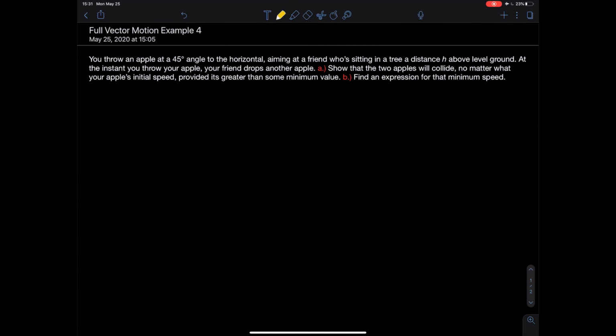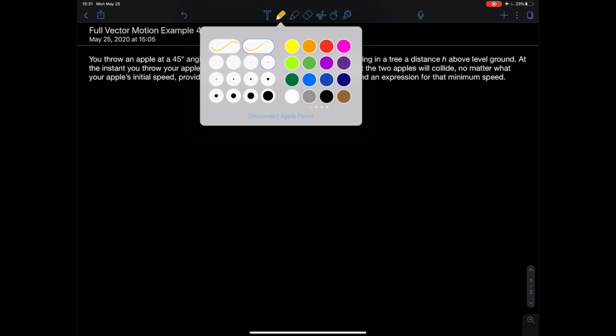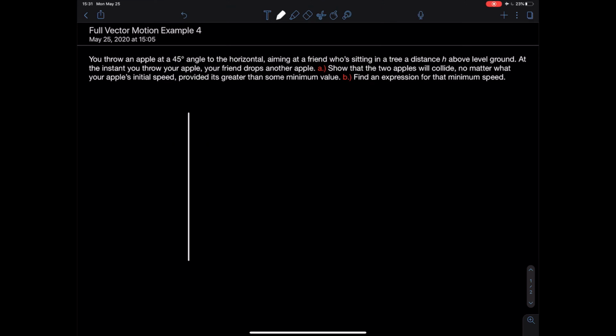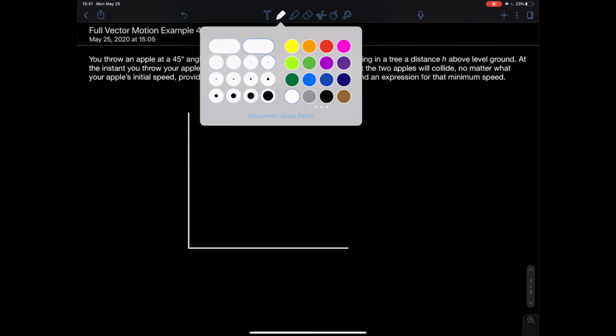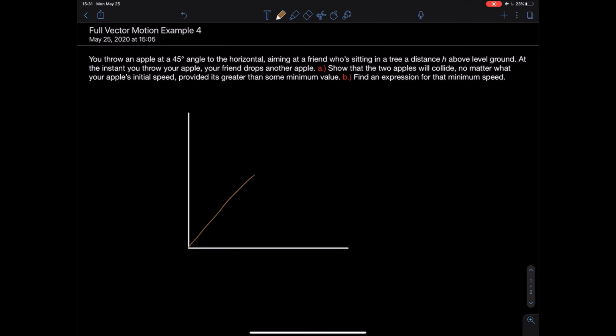So first thing we want to do here is just get a little bit of a visual as to what's going on. So we have our axis here, and it says that our friend is sitting some distance away on level ground. So we can just draw this exactly. There's no slopes or anything. It's just perfectly flat. And it says he's sitting a distance h above level ground. And we fire or throw our apple at a 45-degree angle. So I'm going to go ahead and draw a velocity vector here at a 45-degree angle. This is the initial velocity vector of our apple, and this is 45 degrees.